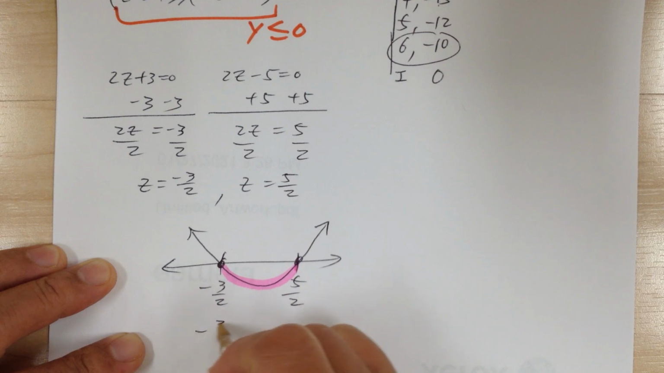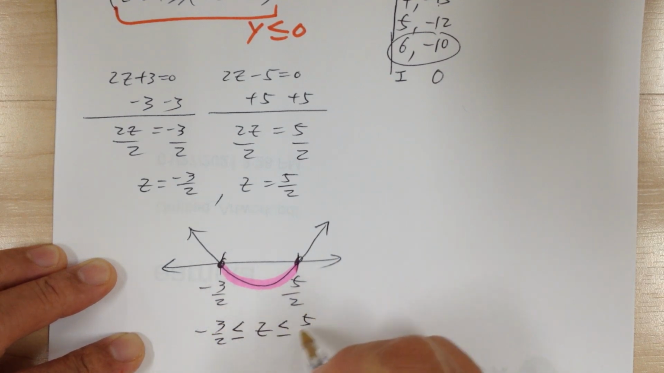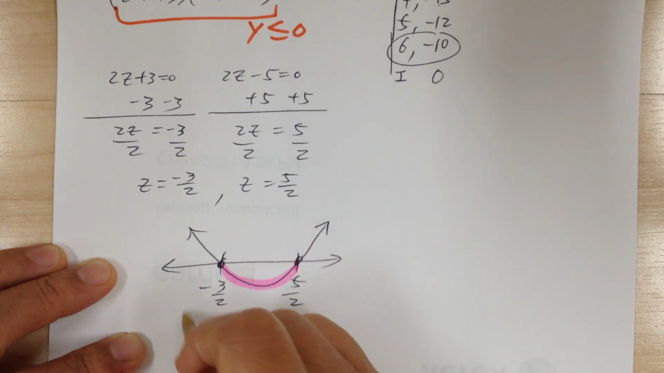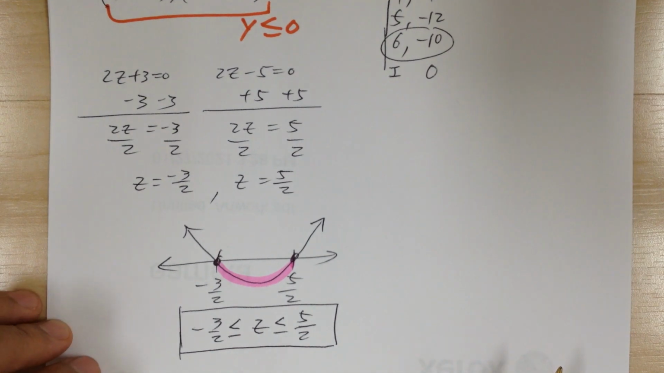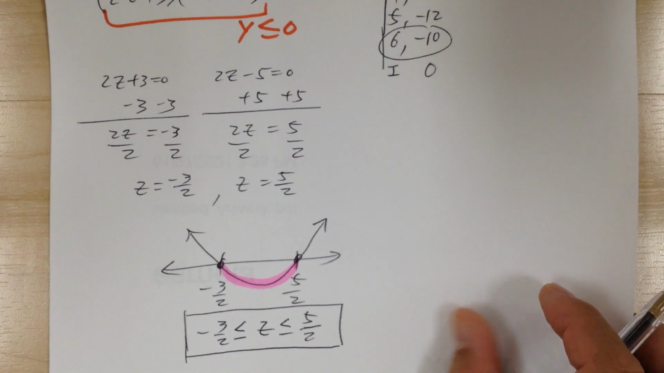So you're going to get negative 3 over 2 is less than or equal to z, less than or equal to 5 over 2. Just match that up, and that's your answer. Okay, let's go to the next one.